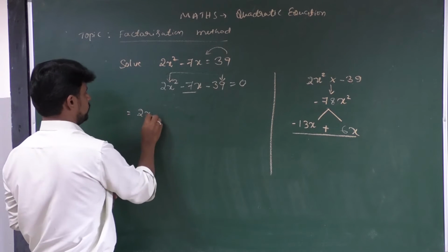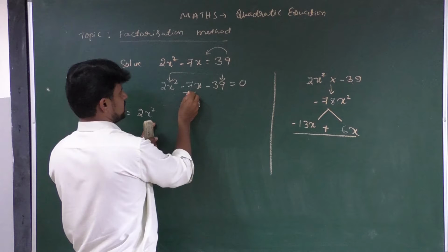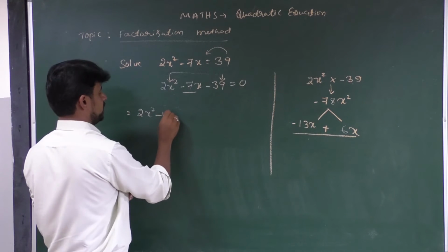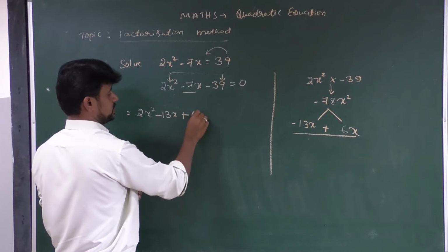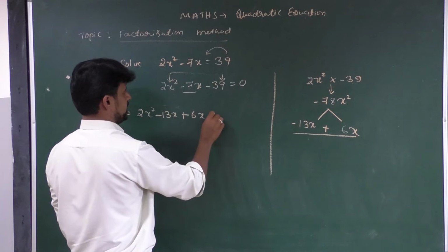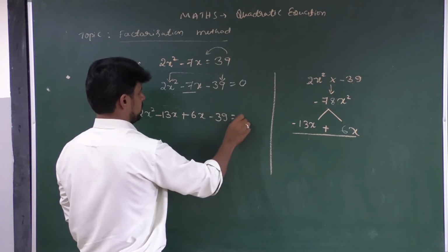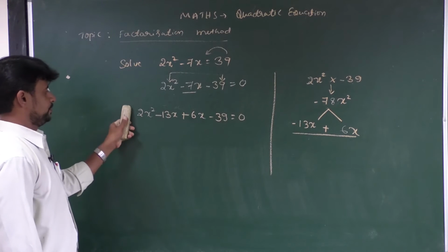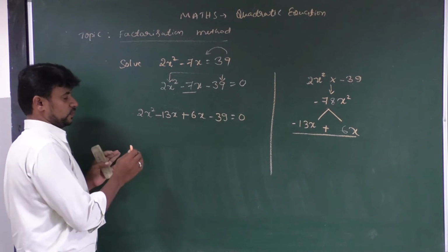Then how can you split this? 2x square, in the place of 7x, you have to substitute minus 13x plus 6x. You have to write minus 39 as it is, equal to 0. See this side, all of you. Then what can we do?